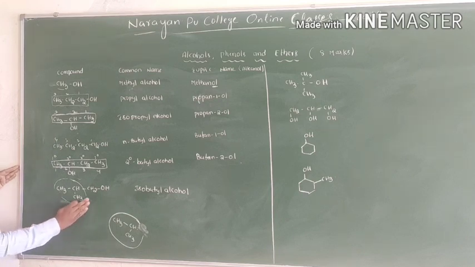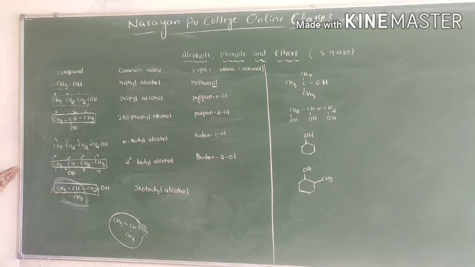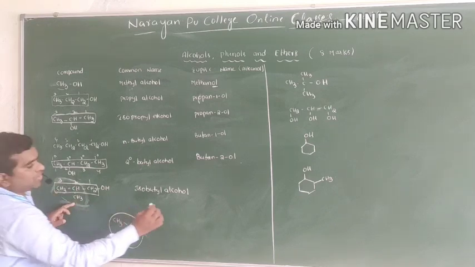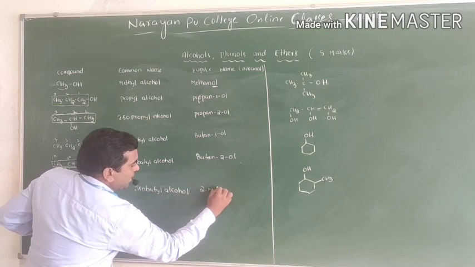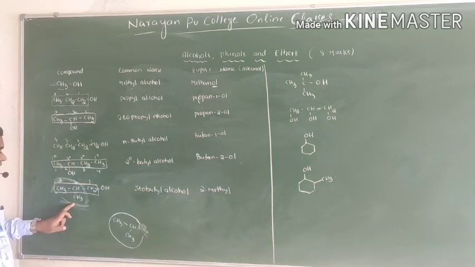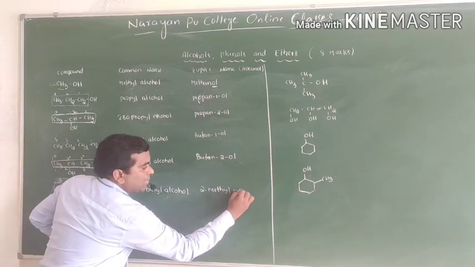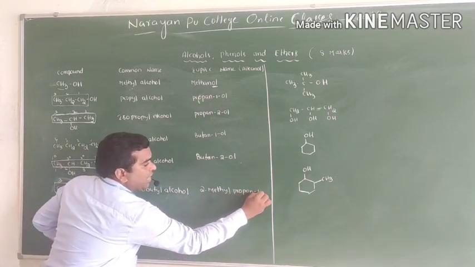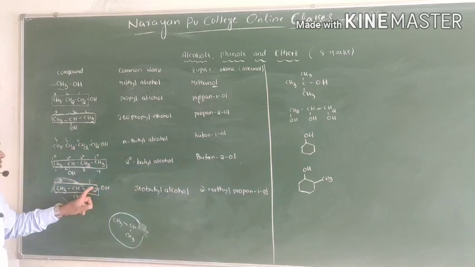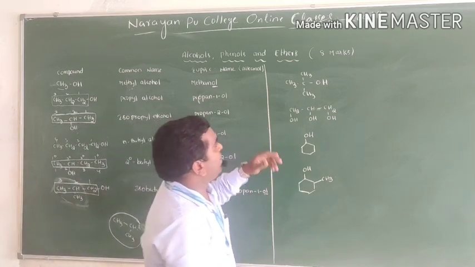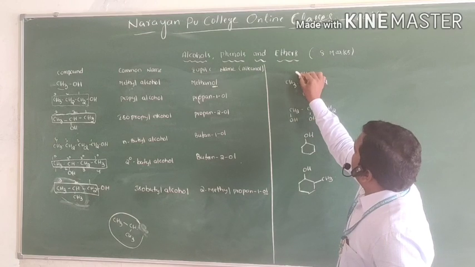And while writing the IUPAC name, what do you have to write? Choose the longest carbon chain and give the numbering 1, 2, 3, because the OH carbon should get the least number. And on the second carbon, which group is there? Methyl. So that's why 2-methyl propane 1-ol. 3 carbon atoms, so propane. Alcohol is present on which carbon? First carbon.